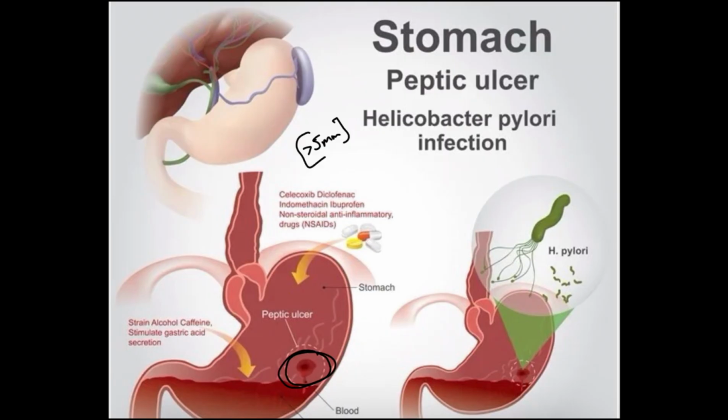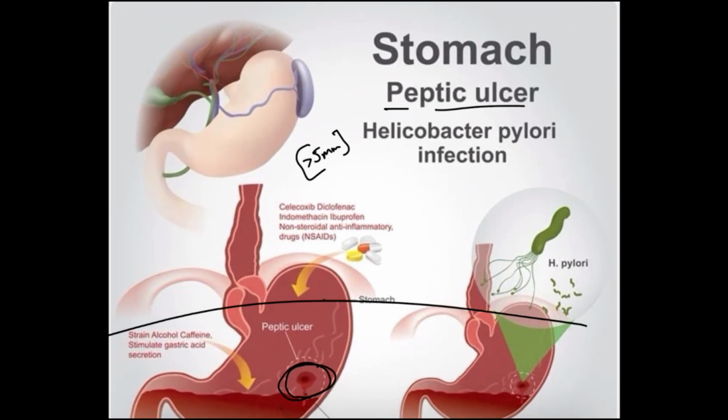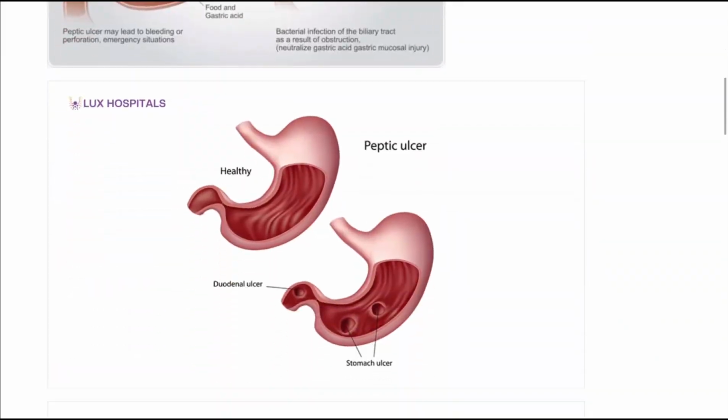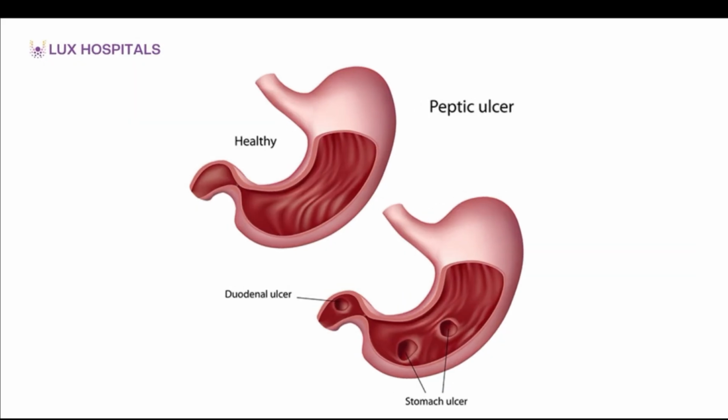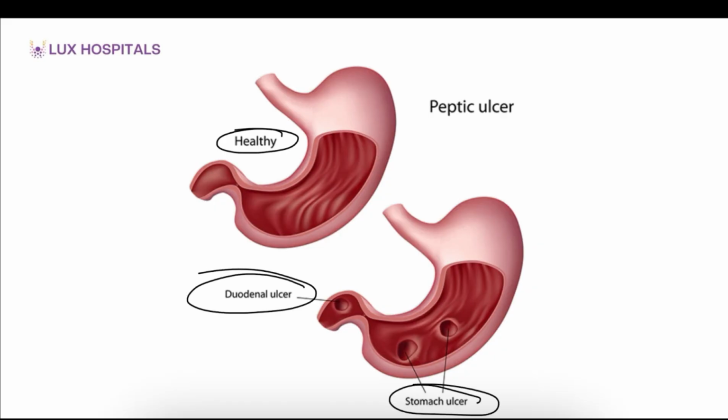If you're seeing here, this is a stomach with a peptic ulcer. The most common cause is Helicobacter pylori infection. This is very important. Next, you can see here a healthy stomach. Peptic ulcer disease means you can see the ulcer in the stomach and duodenum. So these are the main important things.